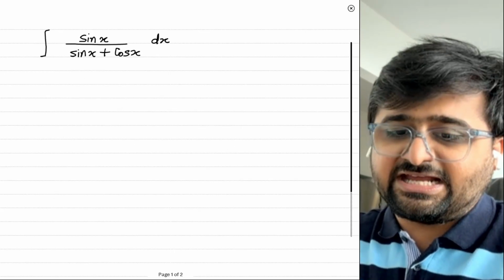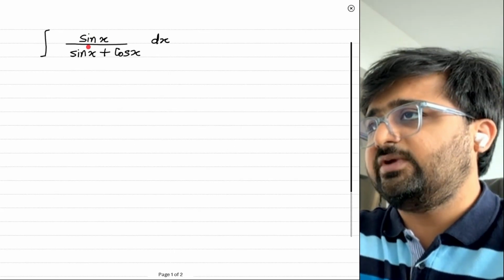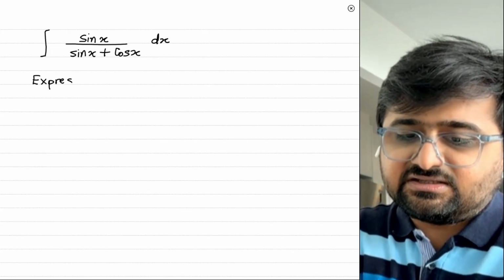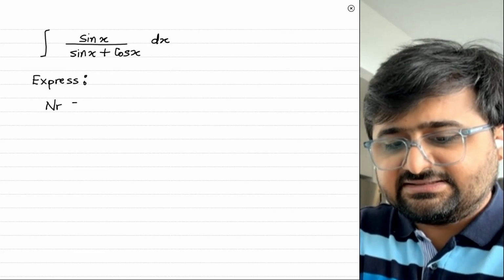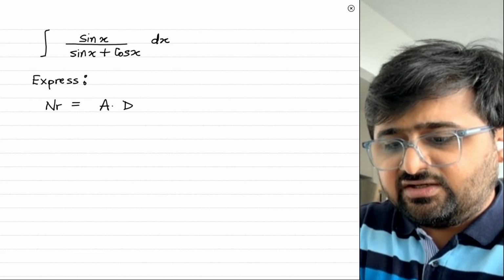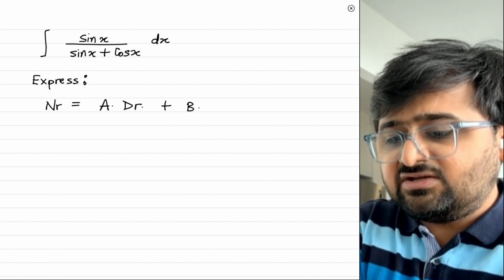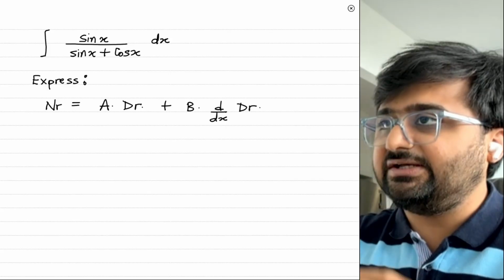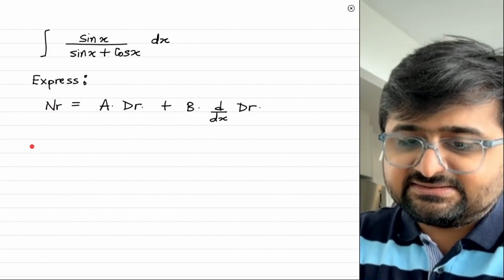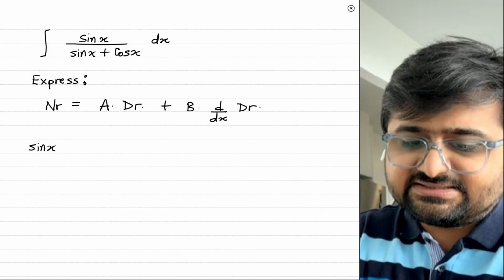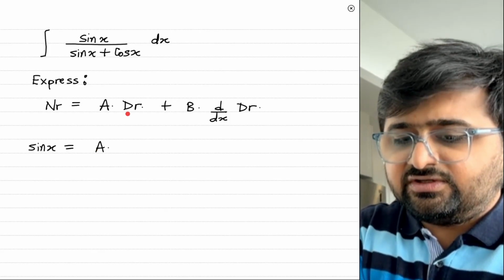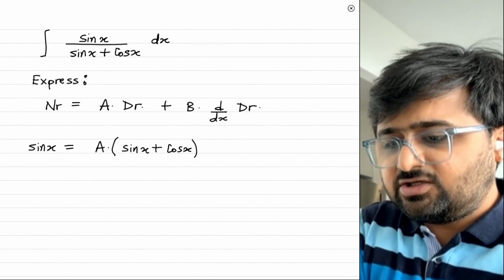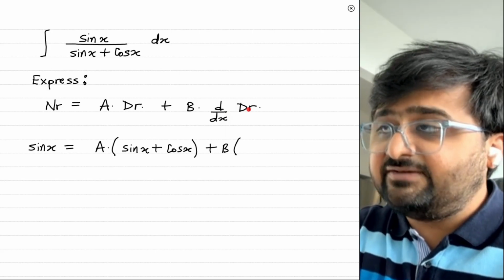But remember, whenever we see a linear function in the numerator and denominator of sine and cos, the only thing that you have to do is express the numerator as a into denominator plus b into derivative of denominator. Let's substitute the values of the numerator and denominator. So the numerator is sin x. So basically, we have to express sin x as a into denominator. Denominator is sin x plus cos x, plus b into derivative of the denominator.